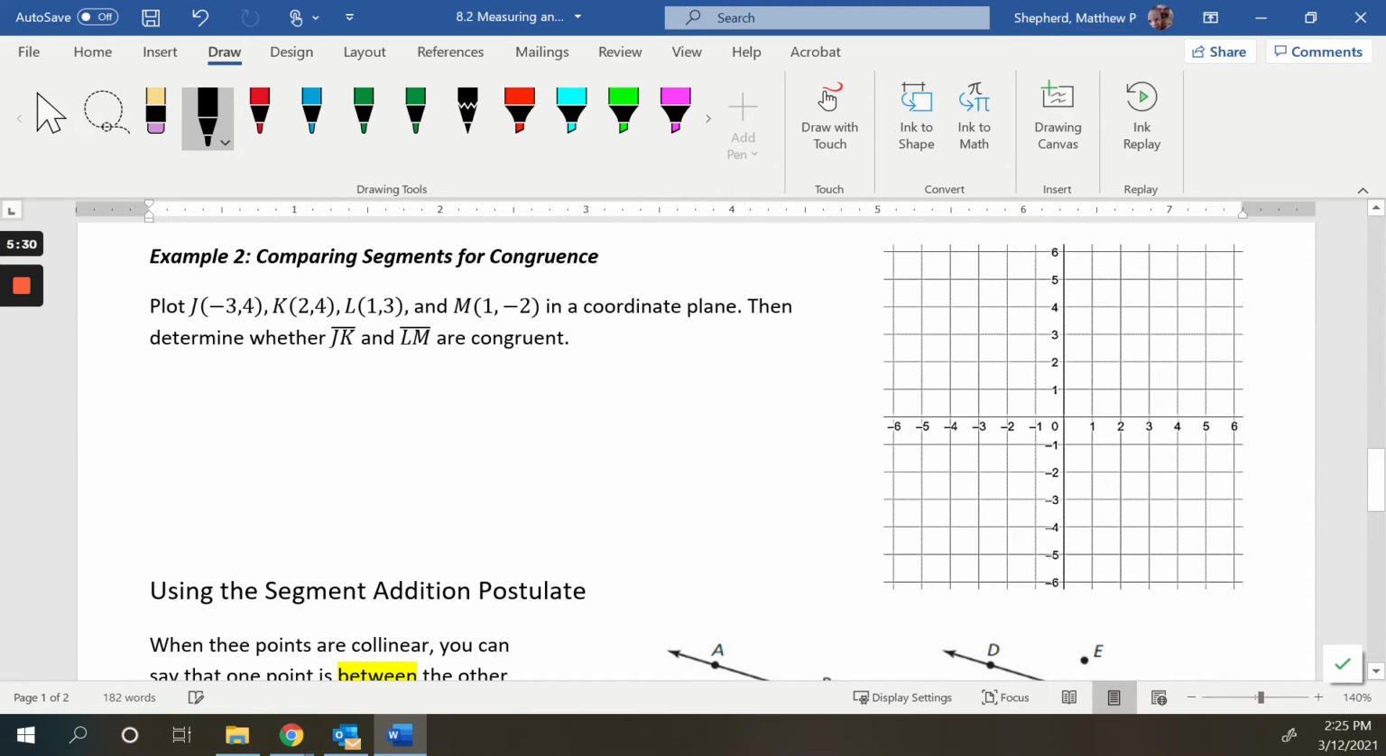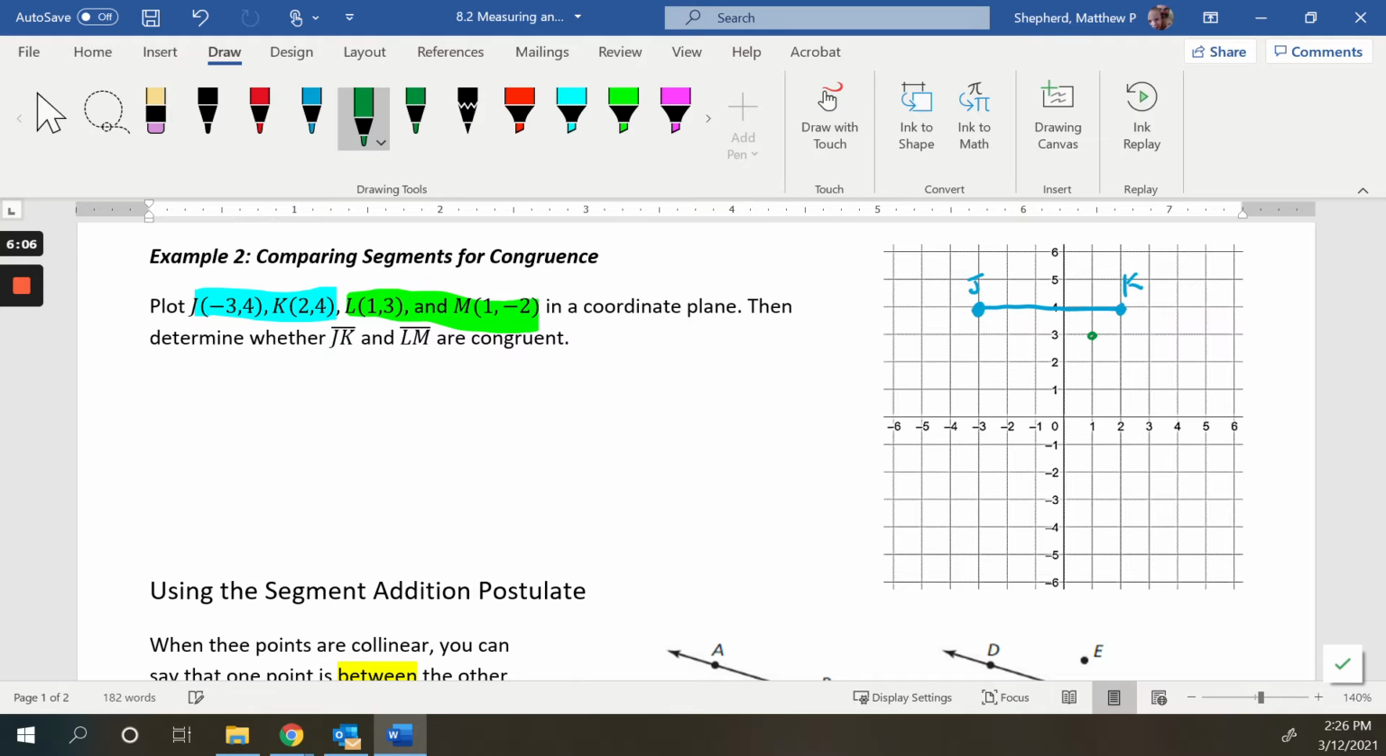All right, so if we want to compare two lines to see if they are congruent, we're going to plot J, K, L, and M onto the coordinate plane. Then we're going to determine whether or not those two are congruent. So first, to plot J and K, J is at -3, 4, label it with a J. Then K is at 2, 4, label it with a K. There's the line JK.